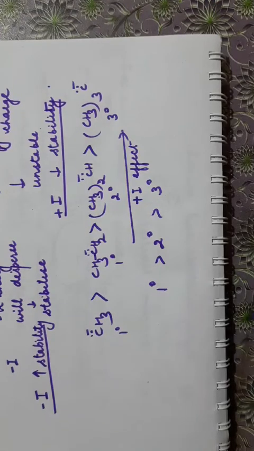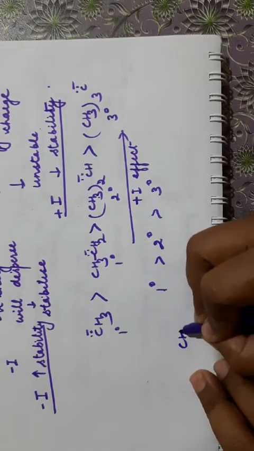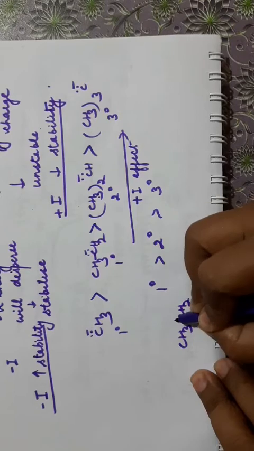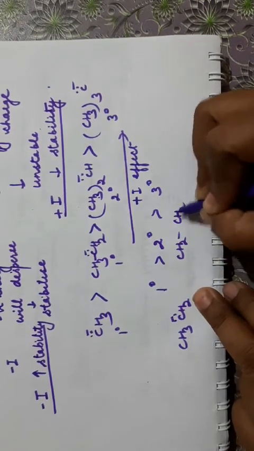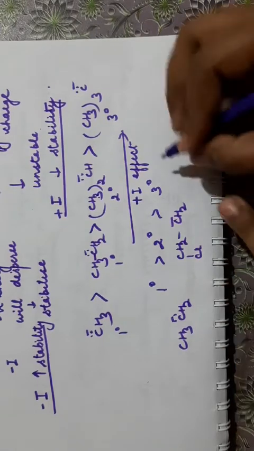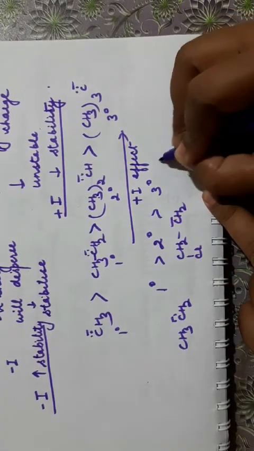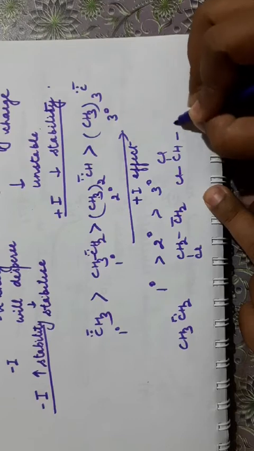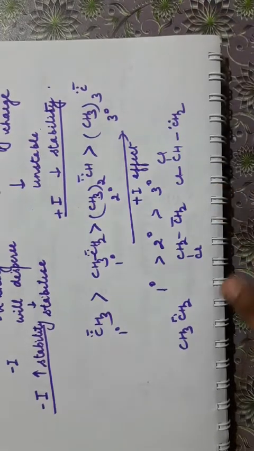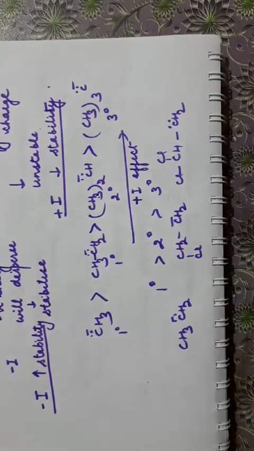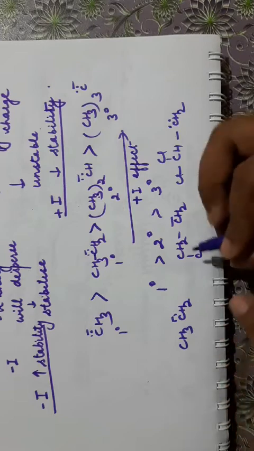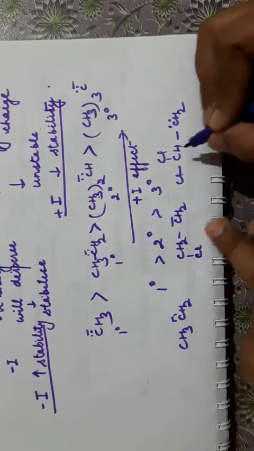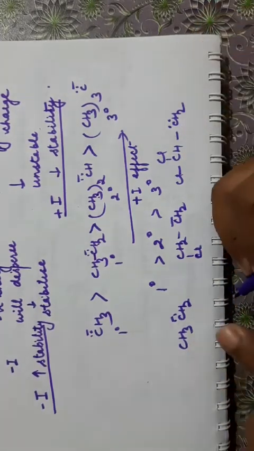Clear? Now second example I am taking CH3 CH2 minus, CH2 CH2 minus with 1 Cl attached here, CHCl2 CH2 minus. These are the 3 ions. You have to compare the stability. Now you have to look at what is the effect. See, ethyl group is common in these 3. There is a Cl group here, there are 2 Cl groups here, there is no Cl group here.